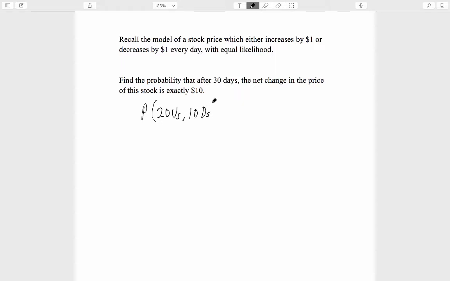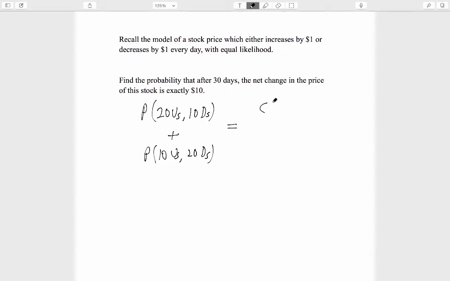How could that possibly happen? A net increase of $10. If you think about it, over 30 days, the only way for the net change to be exactly $10 is if there are 20 ups and 10 downs. If there were any different number of ups and downs, the difference would not come out to exactly positive $10. We need to add to that the probability of 10 ups and 20 downs, because that's the only way to get a net loss of $10. That also counts towards the event of a net change of exactly $10.